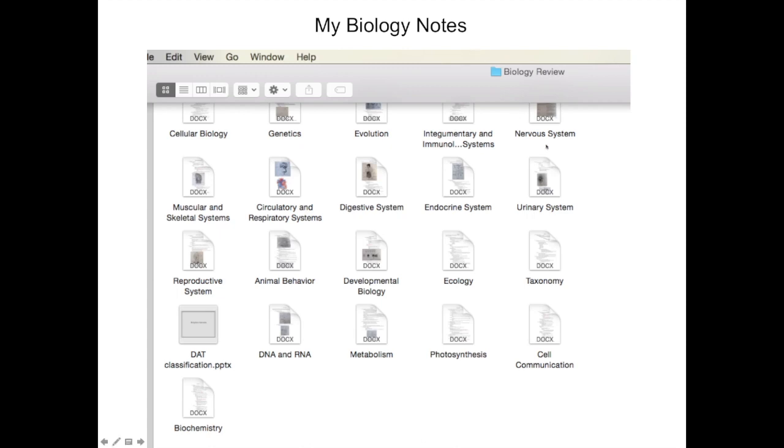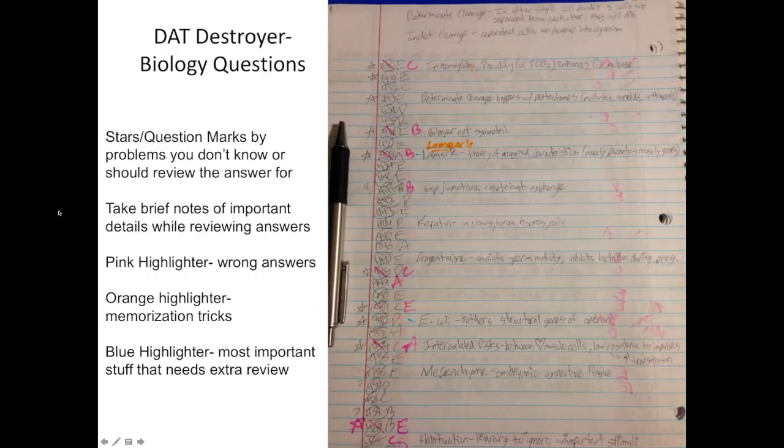And then here's a list of all the chapters from the Blue Book that I turned into study guides. So then for the DAT Destroyer biology questions, here's an example of how I studied that. Each line would be dedicated to a specific question in the Destroyer. And as you can see, I would star things that I didn't know or I was unsure about or I wanted to look over. Even if I got it wrong, I would mark things wrong that I definitely got wrong. So I'd definitely look at the stars and the incorrect ones.